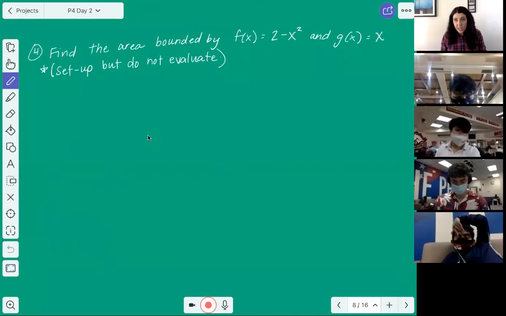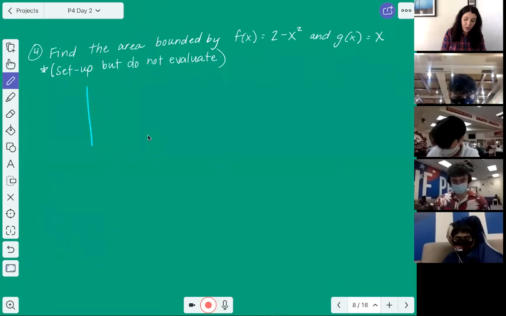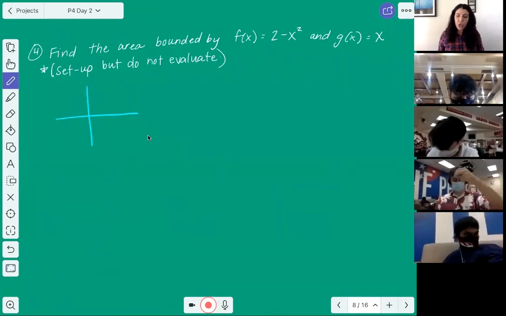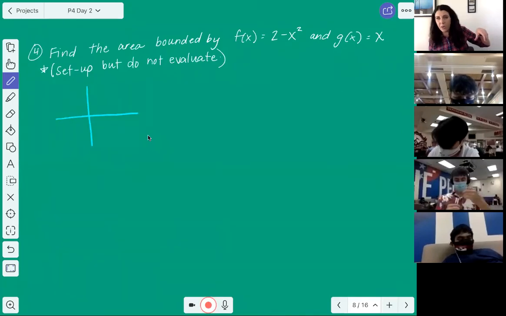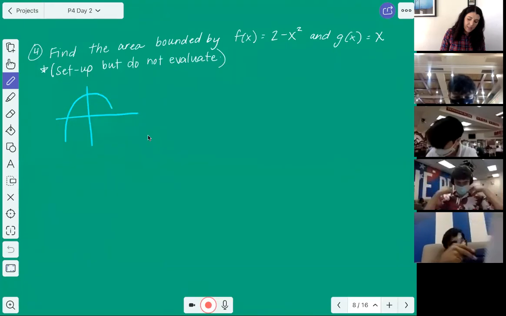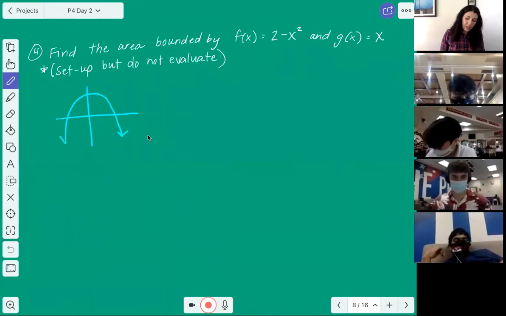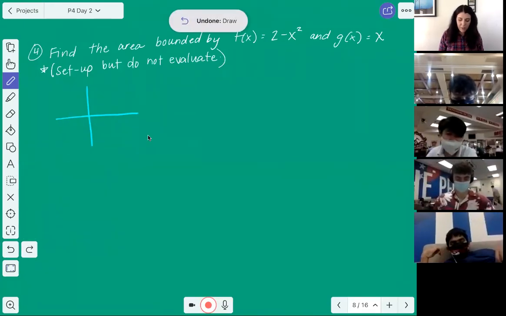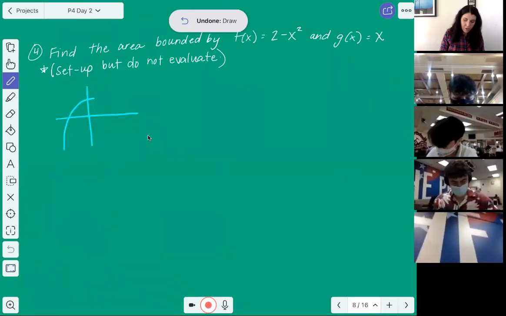Okay, so first things first, you should draw these graphs. It's actually really important that we feel comfortable drawing our graphs. So we have 2 minus x squared. That's a parabola that's opened down and shifted up 2. So I have a parabola that looks like this. It doesn't need to be perfect. Some kind of parabola. Okay, open down, shifted up 2. Everyone should be drawing this.